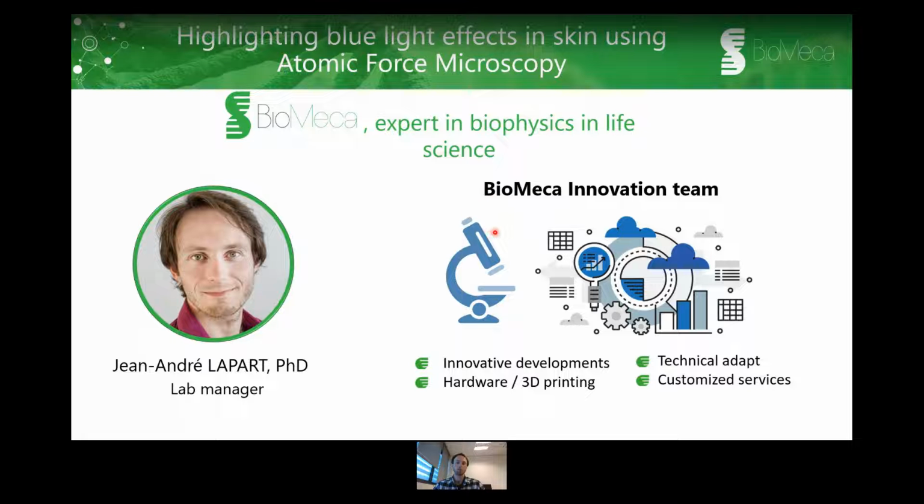Our innovation team is composed of different parts. The first one is to develop the new innovative field in order to provide new solutions. The second one is the hardware part and 3D printing to develop a new product. And then we are able to adapt our protocol and our technique to your sample to provide you some customized services.